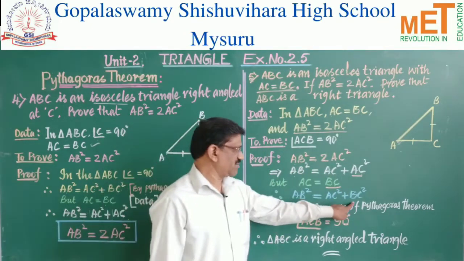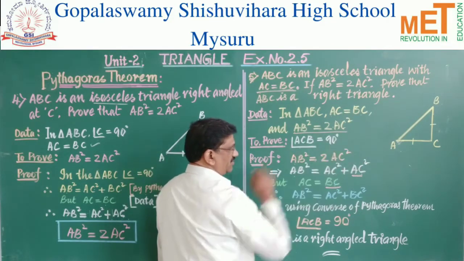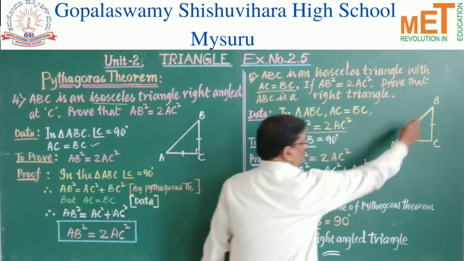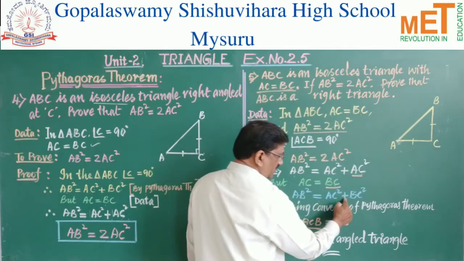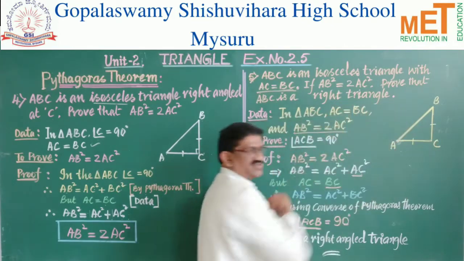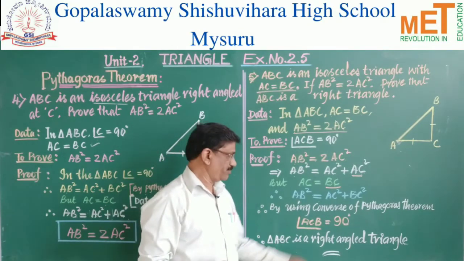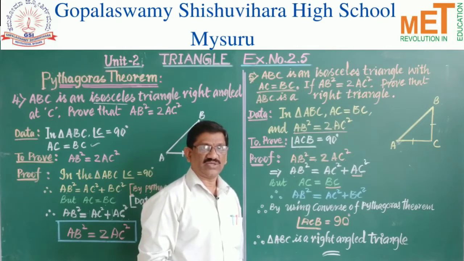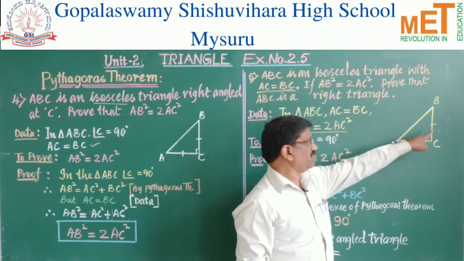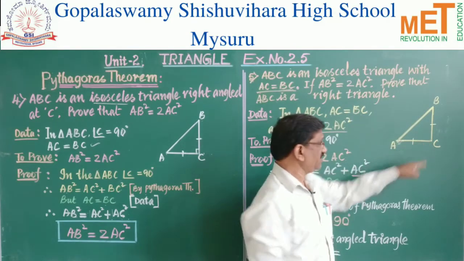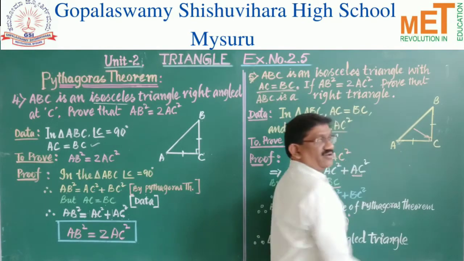Then it becomes BC square. Now you see here, compare this equation with the figure: AB square, the square on the first side, is equal to the sum of the squares of the other two sides. Clear, children? So what does the converse of Pythagoras theorem state? According to that, if the square on one side is equal to the sum of the squares of the other two sides, then the angle opposite to the first side is the right angled vertex.